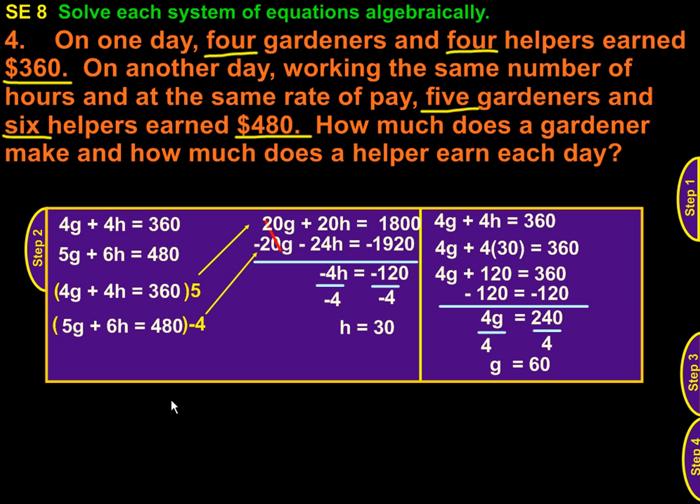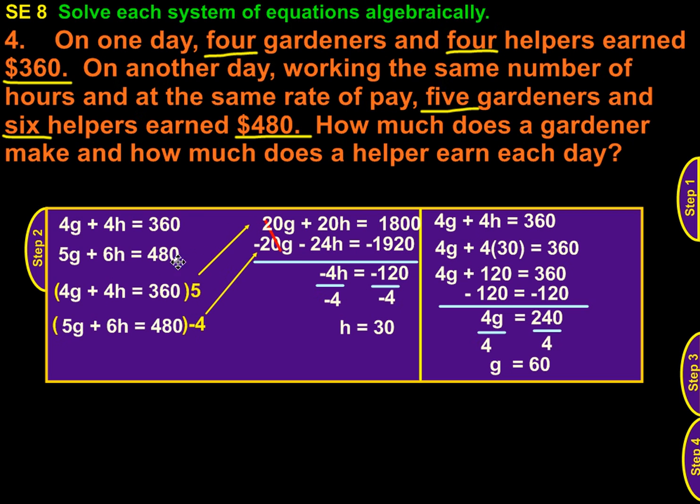Once I have the equations created, I then need to think about, do I want to get rid of my G's or my H's? In this case, I chose the G's. So in order to get the G's so that they have opposite signs but same numbers, I needed to multiply each of them by the opposite G. So for the 4G, I multiplied the entire equation by 5. For the 5G, I multiplied the entire equation by 4. And since I need to change the sign of the 5G, I multiplied by negative 4.